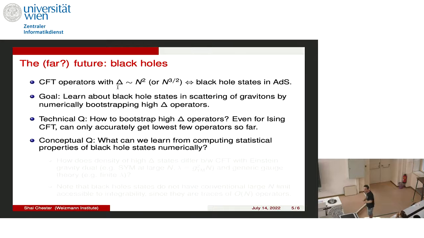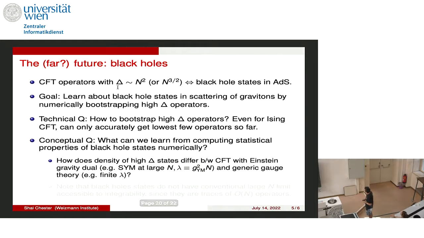For instance, maybe there'll be 30 states with dimension between 20 and 30, and we'll know their standard deviation and other properties, and what can we actually learn about black holes from that? For instance, how does the density of high dimension states differ between CFTs with Einstein gravity duals, such as super Yang-Mills at large n and large coupling, versus generic gauge theories, i.e.